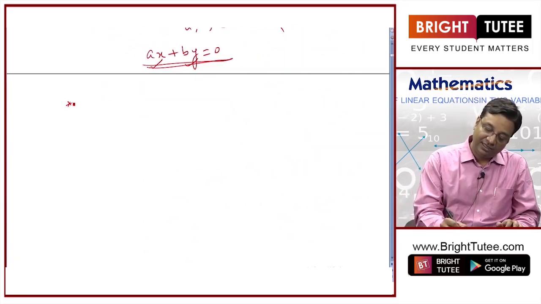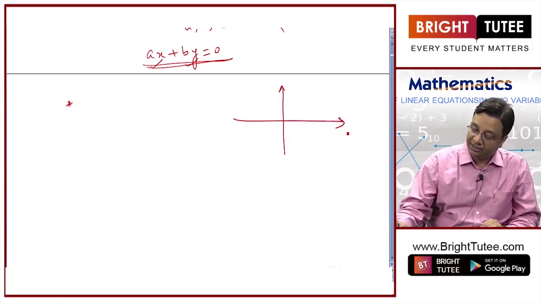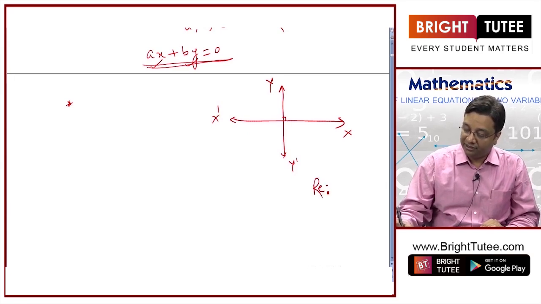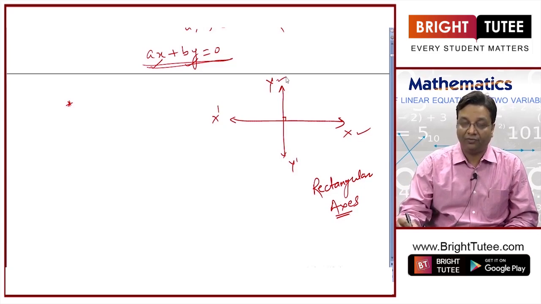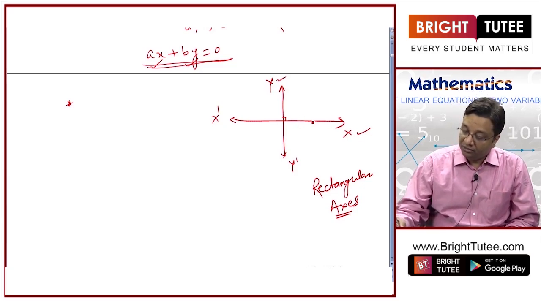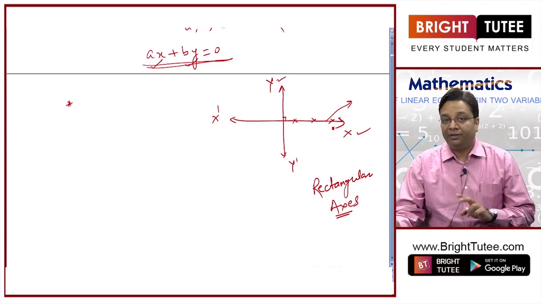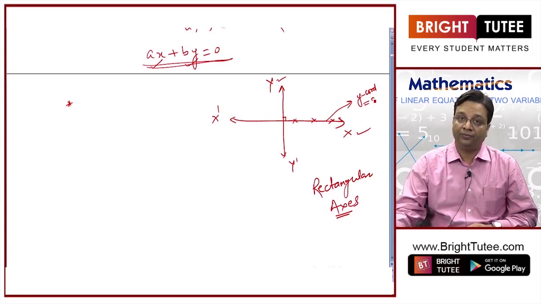Second thing, let us revise some of the points that we have studied in junior classes. Point number 1 here, let us say you make this x axis and y axis here. This is y dash, this is x dash. This is rectangular axis or Cartesian coordinate system, where this is x axis, this is y axis. Now, for every point on this x axis, the y coordinate will be equal to 0.